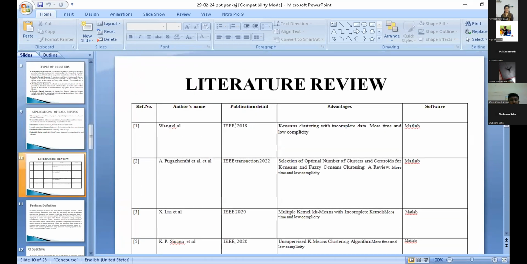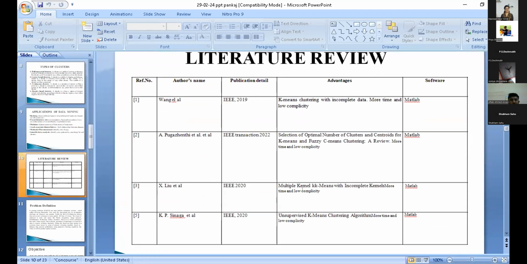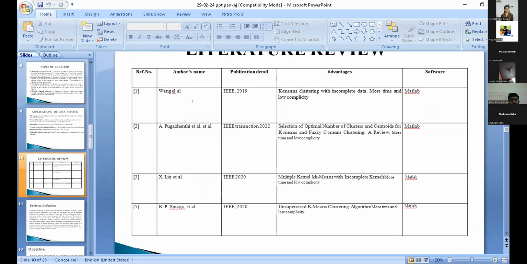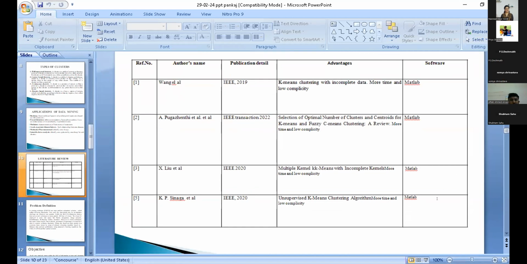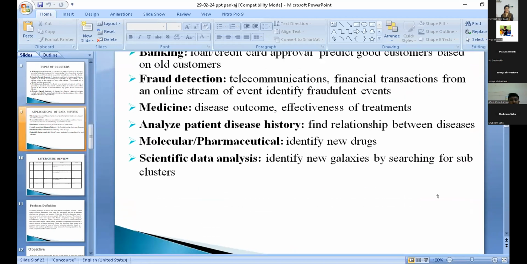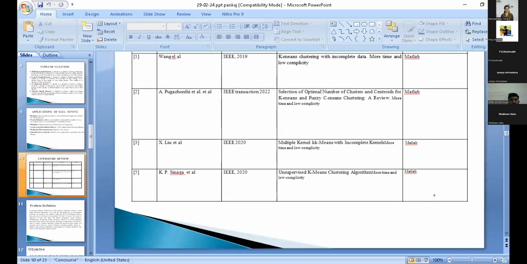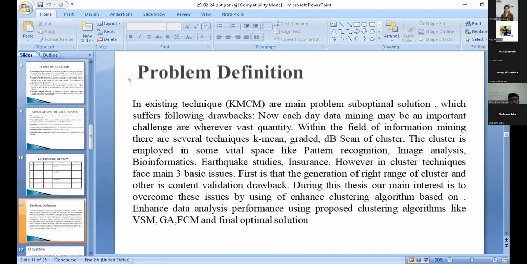So for the literature survey, I have given some authors' names, publication details, advantages, and which software was used. Mostly it is MATLAB. In the problem definition, in the existing work we are applying VSM techniques, an advanced algorithm to reduce the error rate.